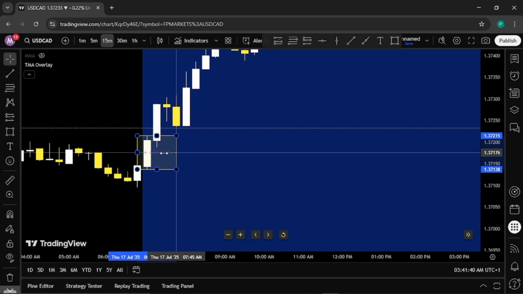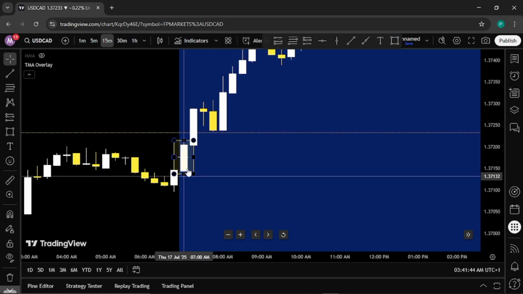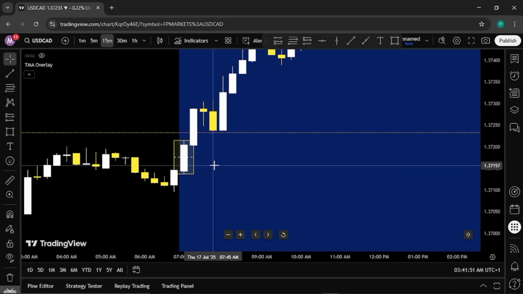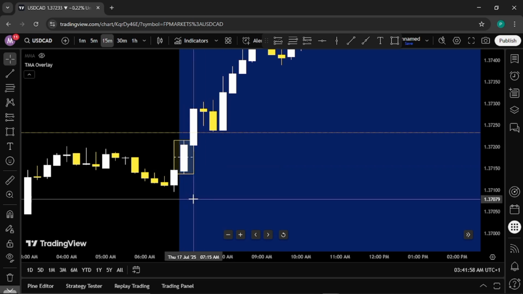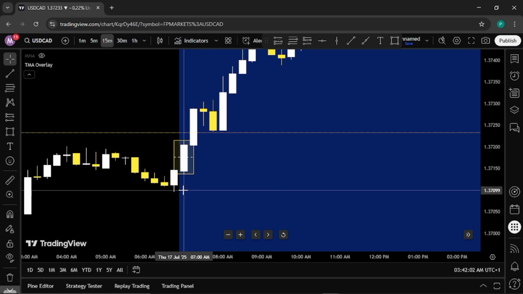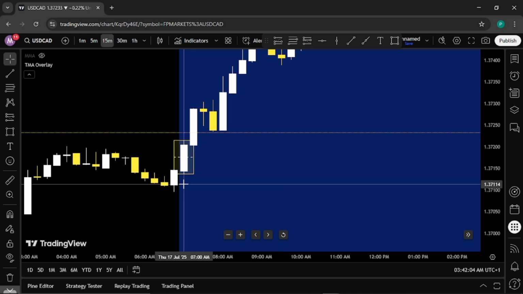So now you have the high and low of the candle, and you wait for price to break and close below, or break and close above it. In this scenario, price broke and closed above it, right? So this is Thursday, the 17th of July 2025, 7 a.m. You can go back to your chart and check it out. So this would be a buy trade.